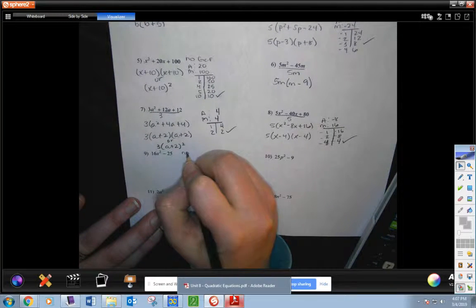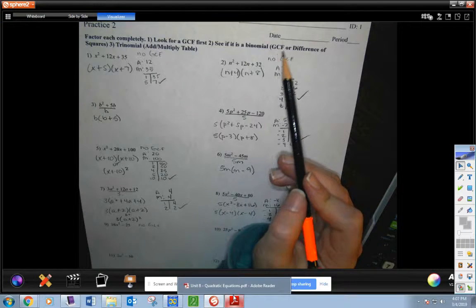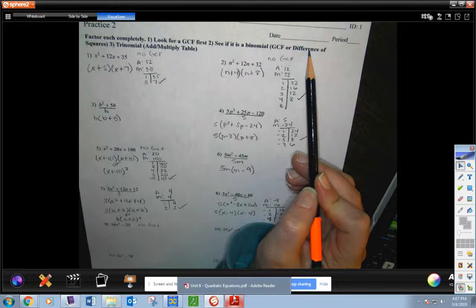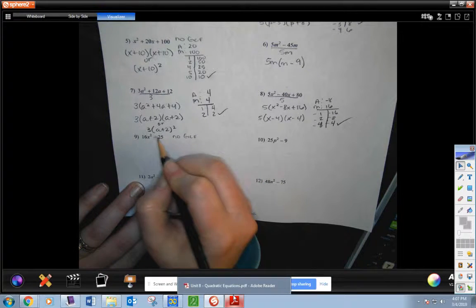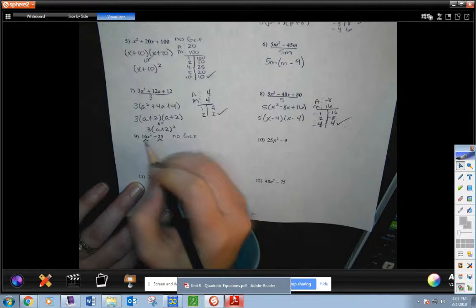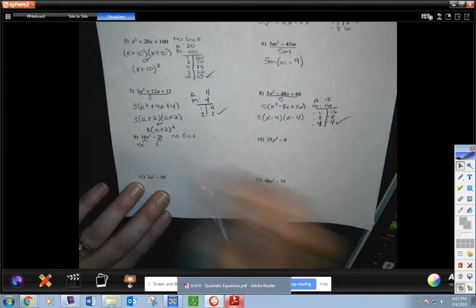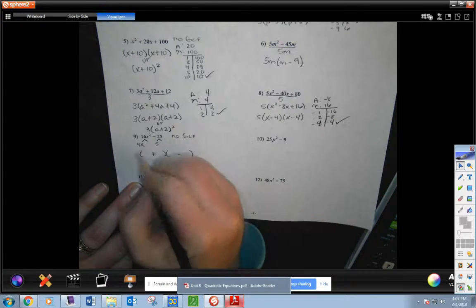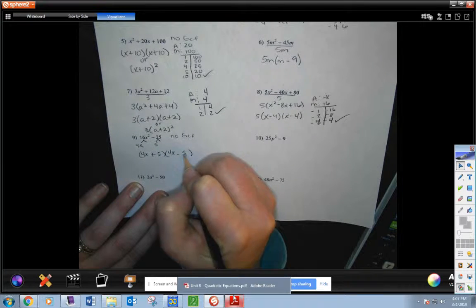So this problem has no GCF. So now I have to look, following back up to my instructions, to see if it's a binomial, it's either going to have a GCF or it's difference of squares. Well, there's not a GCF, so this has to be a difference of squares or it's prime. Since it is a difference, I got to see if I can split these. 16x squared can become 4x, and 25 can become 5. So remember, for a difference of squares, you automatically put a plus and a minus. 16x squared is 4x, 25 is 5, and that is your answer.